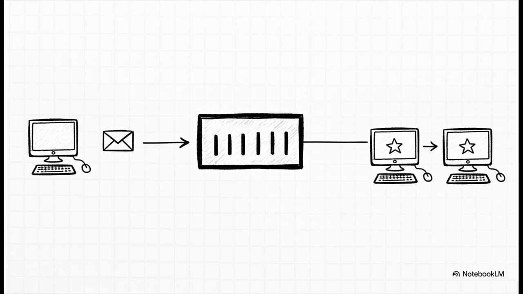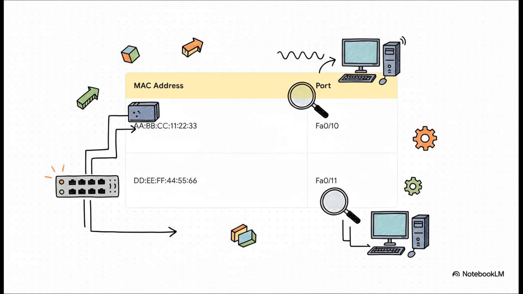Let's upgrade our analogy. If the hub was that chaotic party line, a switch is like a really efficient mailroom clerk in an office. This clerk doesn't just stand in the lobby and shout, "I've got a letter for Susan." No, the clerk knows exactly where Susan's desk is and delivers the letter directly to her and only her. Nobody else is bothered. So how does it know where Susan's desk is?